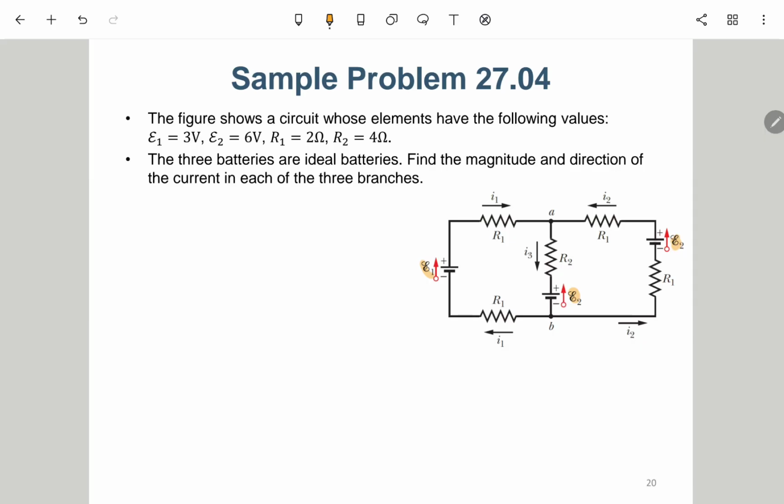Then for R1, we have R1 here, R1 here, R1 also here, so three R1s. And then this is also R1. So altogether 4 R1s and 1 R2. So we have 5 resistors and 3 batteries. We don't have any idea what the direction of the current is.